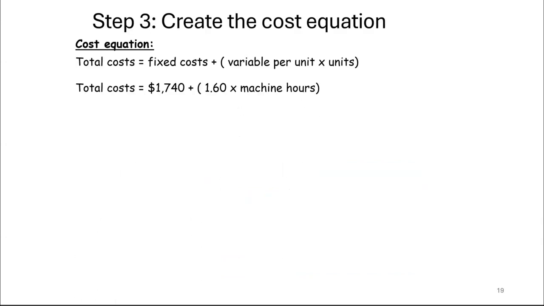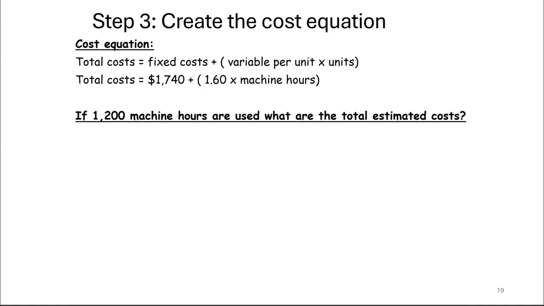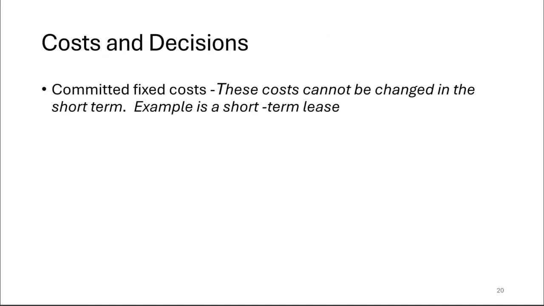Next, we're going to put it in the cost equation: our fixed cost plus $1.60 times machine hours. And if 1,200 hours are used, the total estimated cost is going to be $3,660. Now, cost decisions. What you have to remember is you sometimes have what we call committed fixed costs.